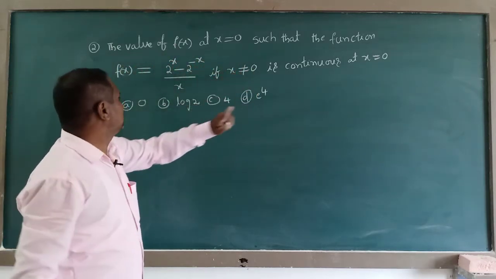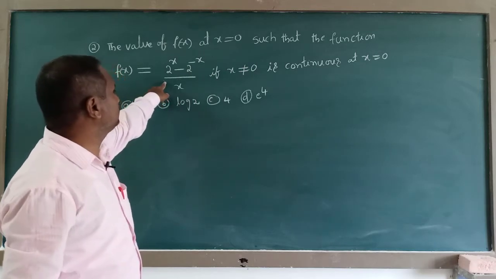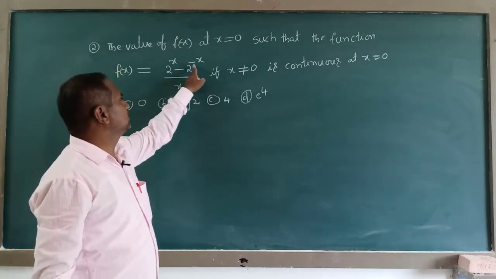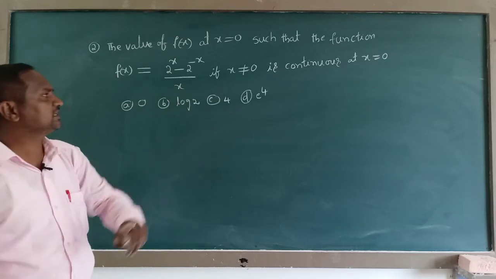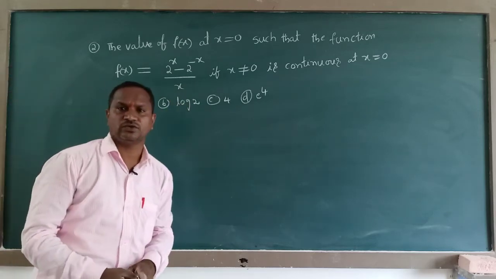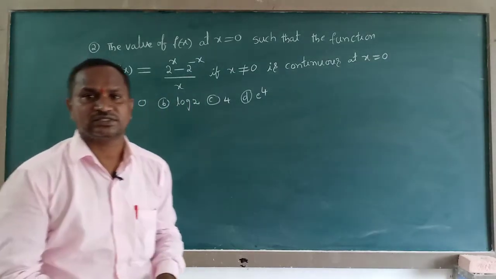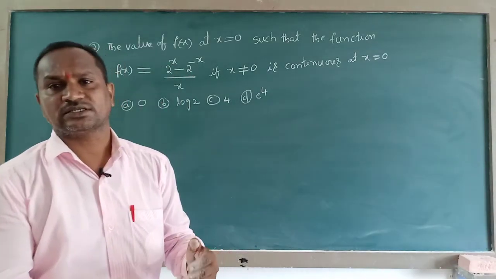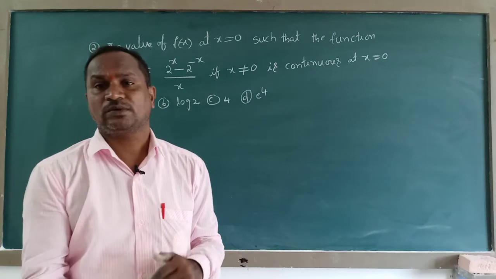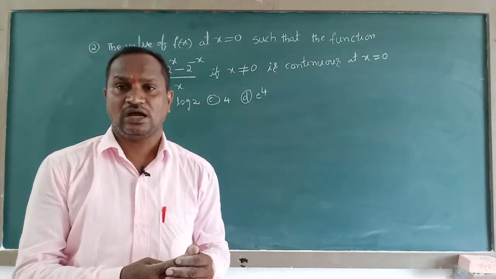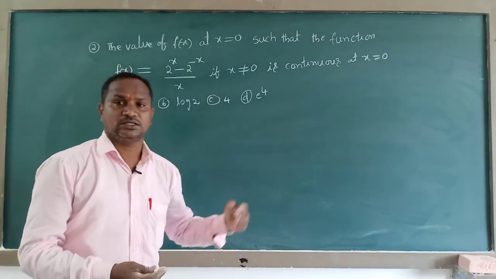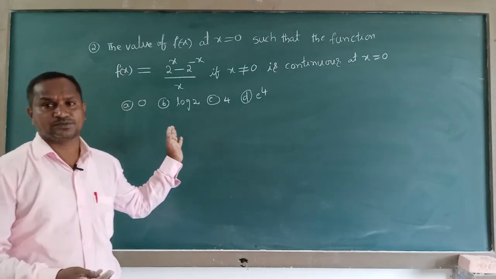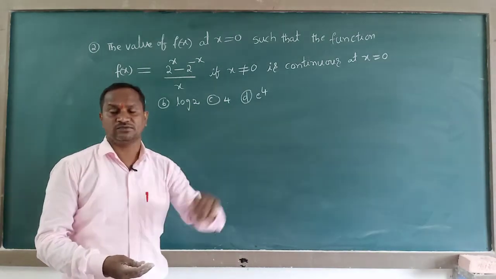Such that the function f of x is equal to 2 to the power of x minus 2 power minus x, whole divided by x, if x is not equal to 0, is continuous at x is equal to 0. They mentioned here the given function is continuous. But what about the value of the function? They gave some values under the options, in all four options.